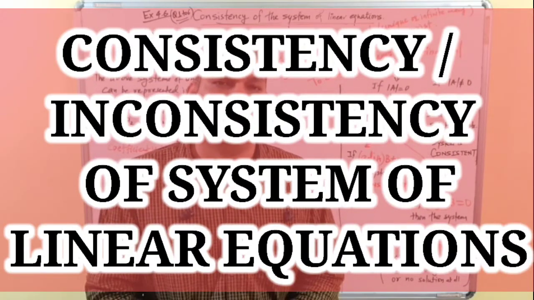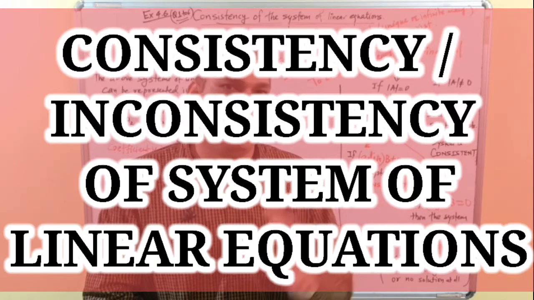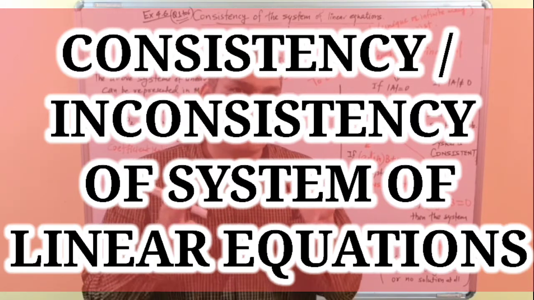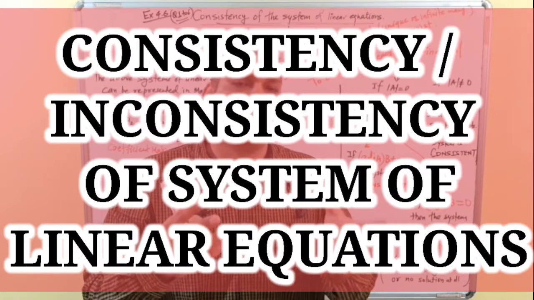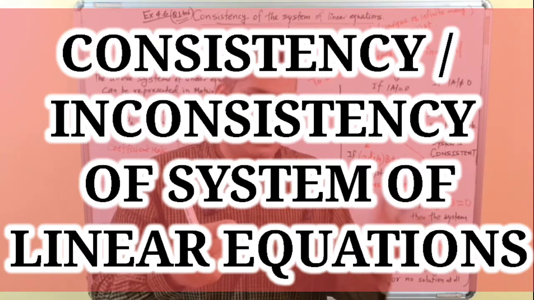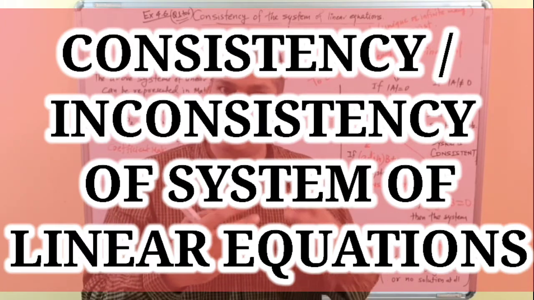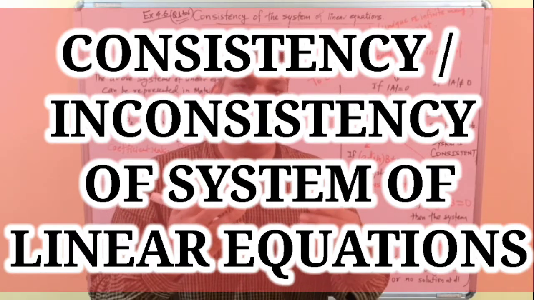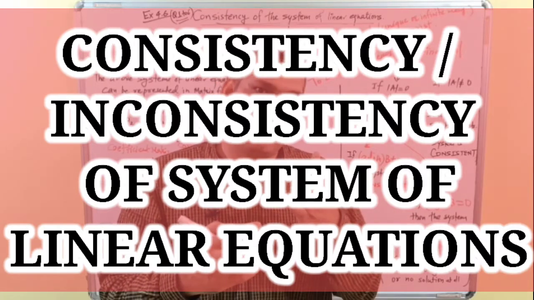Now we talk about the consistency or inconsistency of a system of linear equations. First of all, we must try to convert a given system of linear equations to matrix form, and after converting it to matrix form, we'll talk about its consistency. How can we find whether the system of linear equations is consistent or not?